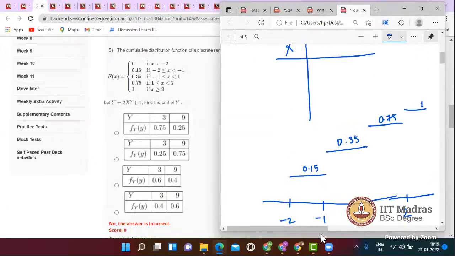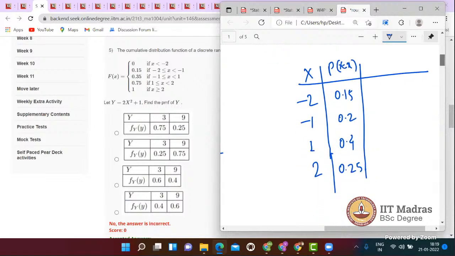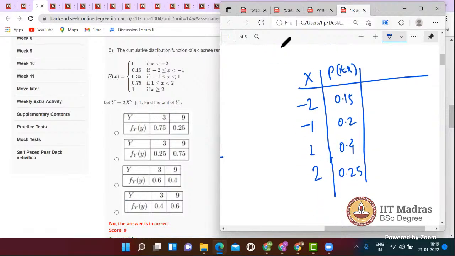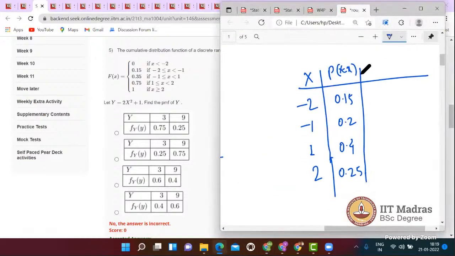Now what you have to calculate? Now this is discrete. X is discrete, it has been given here, discrete random variable. Okay, right. So now what you have to do? Now you have to calculate y is equal to 2x square plus. Now you have to calculate the range of y.